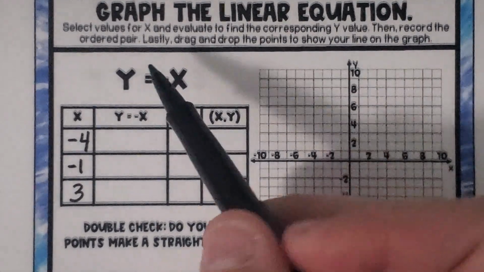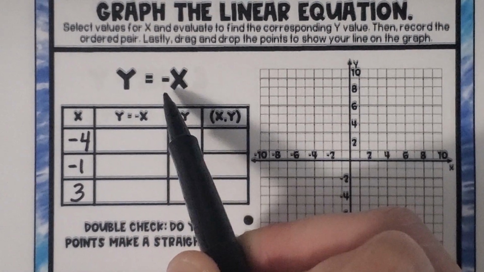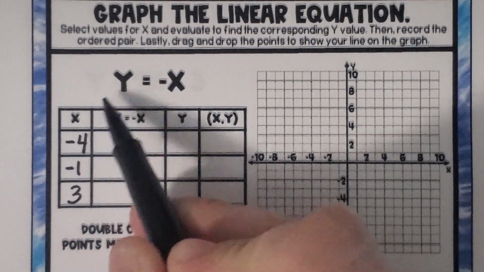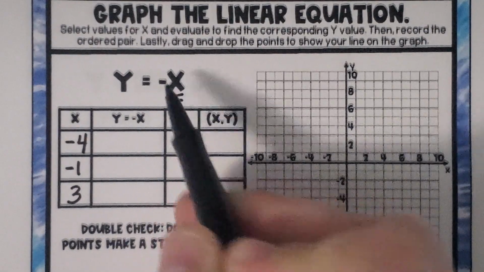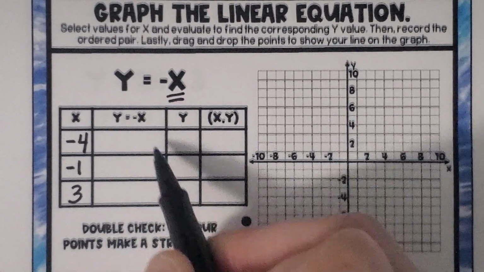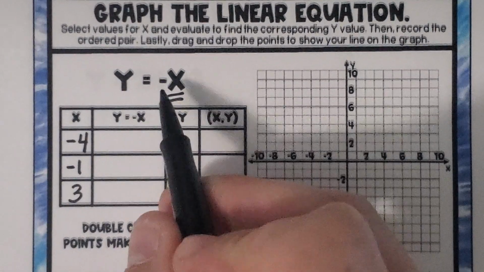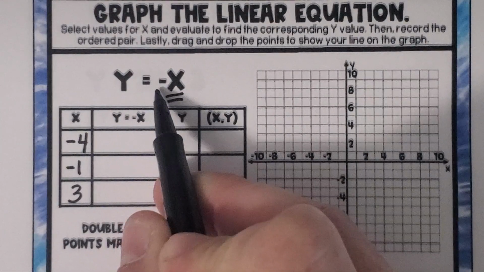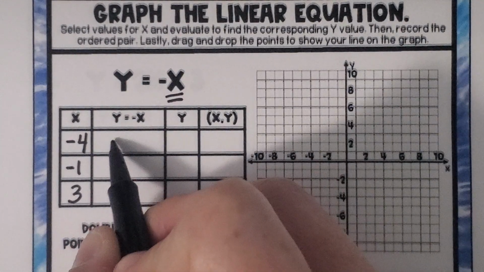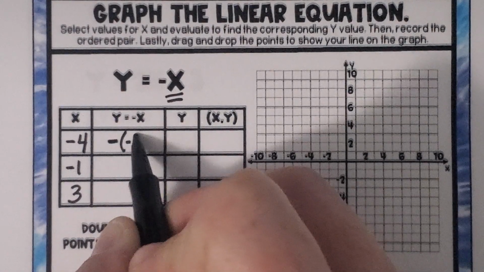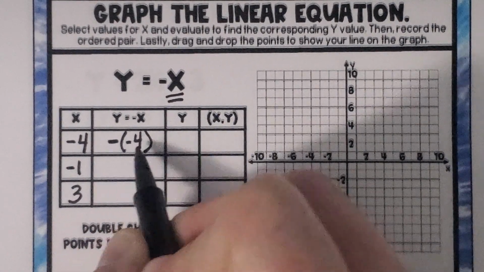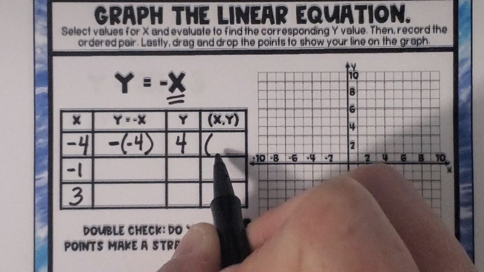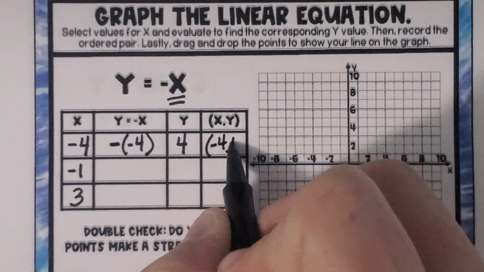What we want you to do is we're going to give you an equation and we're going to give you x values. These x values are what we're going to plug in for our x in our equation. This middle column is where we show our work. So if this says that I have negative x, this negative sign just means it's the opposite of x. The opposite of negative 4 is going to be positive 4. So my coordinate point is going to be negative 4, positive 4.